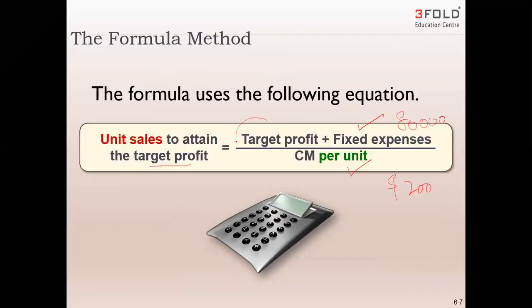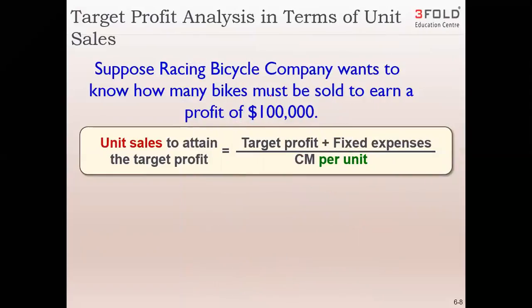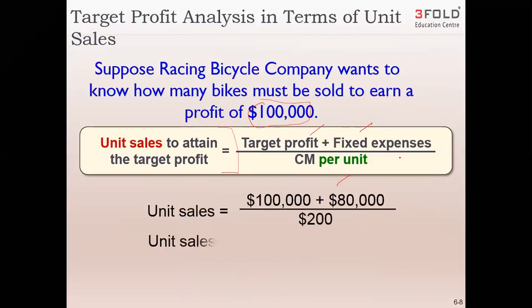So if you have a profit figure in mind, just add the profit to the fixed expenses and you arrive at the sales in units to reach that target profit state. So if you notice in the next slide, suppose this company wants to earn a profit of $100,000. So what should they do? They take 100,000 here, 80,000 there, and 200 per unit, and then arrive at the unit sales to reach that target profit, which is what we will see here now.